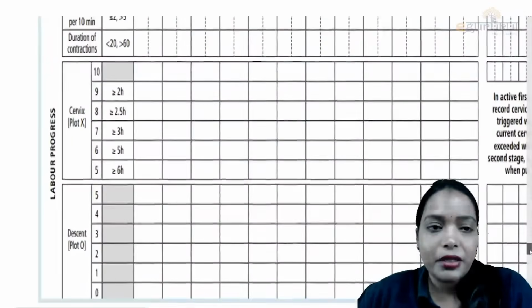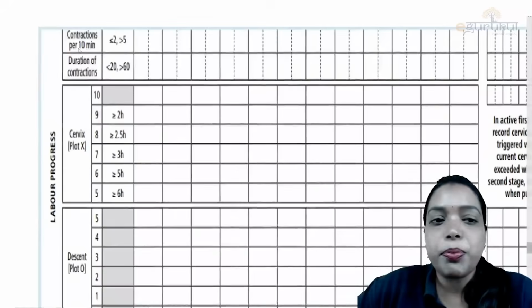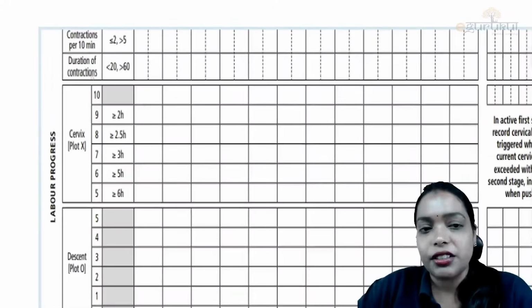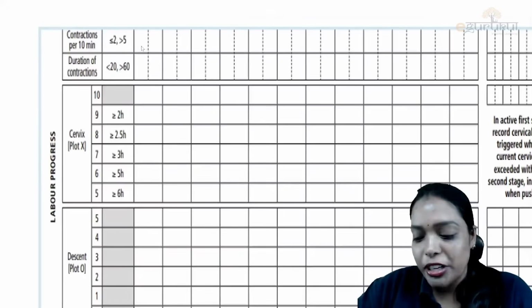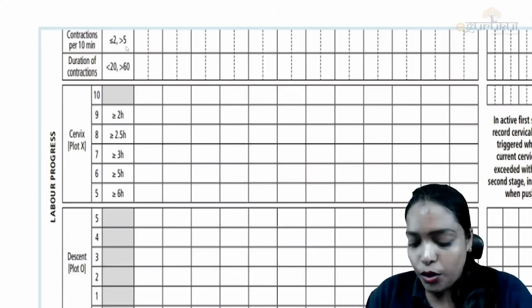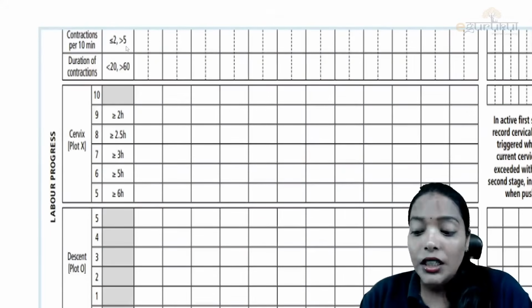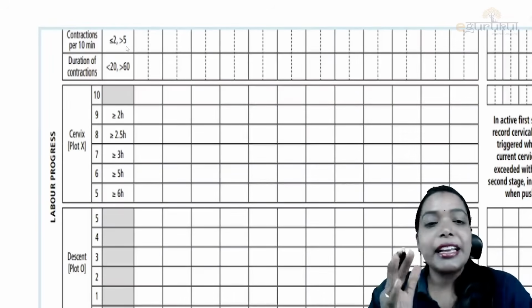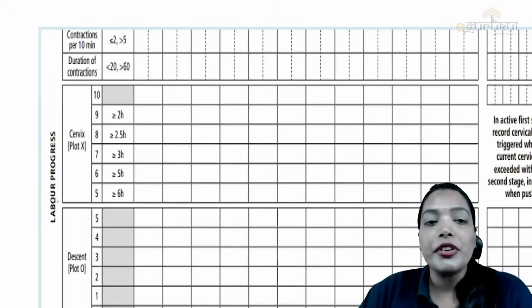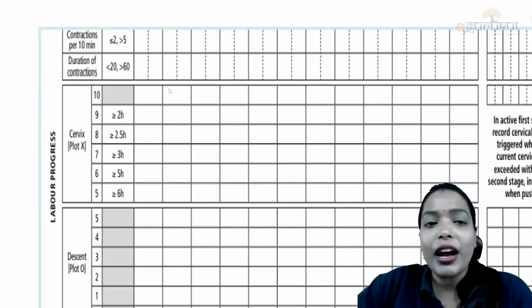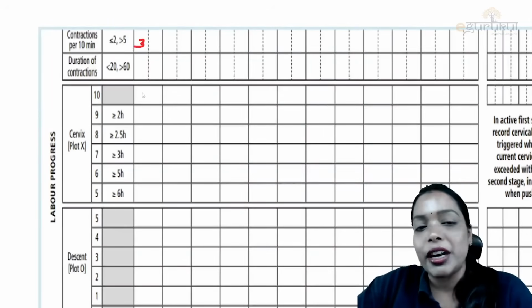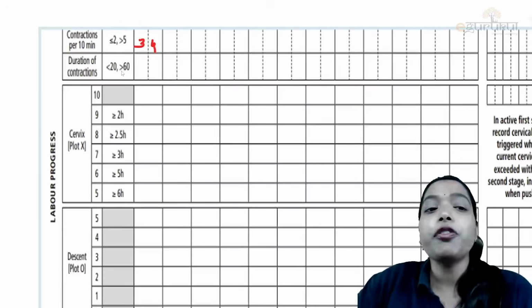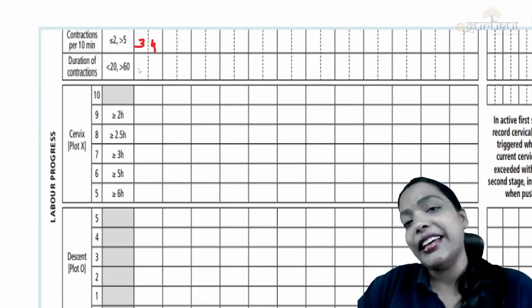Labor progress includes contractions per 10 minutes and duration of contractions. Contractions you are going to measure every 30 minutes, guys. When you are measuring contractions, you have to measure for a total of 10 minutes, and however many contractions occur in those 10 minutes, you write that number. Like if you're having 3 contractions in 10 minutes, you write 3. If you're having 4 contractions, you write 4. And you have to measure how long the contraction lasts each time.